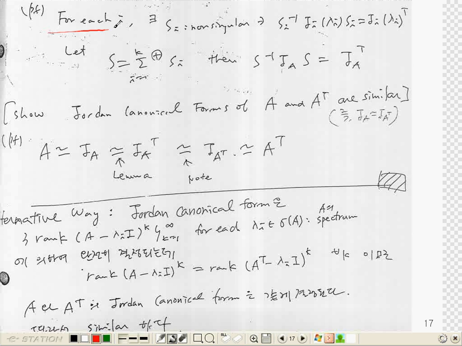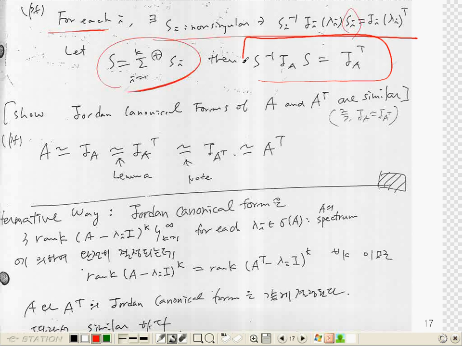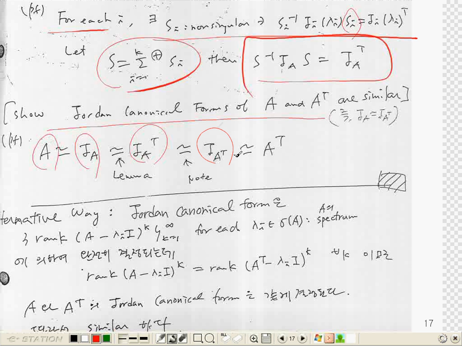Okay. The proof is, like I mentioned, we found the S_i for each of the Jordan blocks, and we form a big matrix S as a direct sum of those small S_i. Then we see that's true. Then we show A and A transpose are similar by showing the Jordan canonical forms of those two are similar. A is similar to its Jordan canonical form J_A, which is similar to J_{A transpose}, the Jordan canonical form of A transpose, which is similar to A transpose. This is the proof.